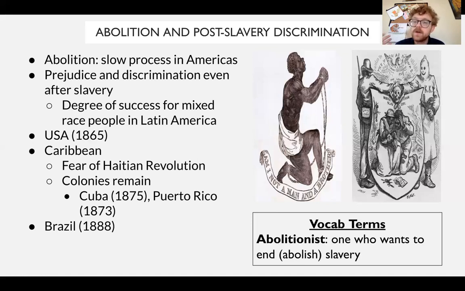Legally, it's over because of the 13th Amendment. The South loses politically, but not culturally. But that's a different thing. You'll learn about that in APUSH.